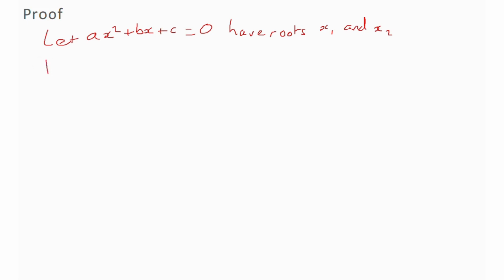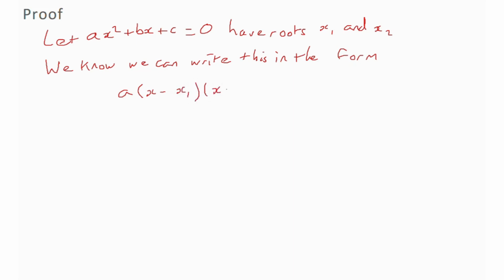So we know we can write this in the form a times (x minus x1) times (x minus x2). That is factorized form or root form, depending on where we're using it. And we know we can write the quadratic like that because we know the roots.